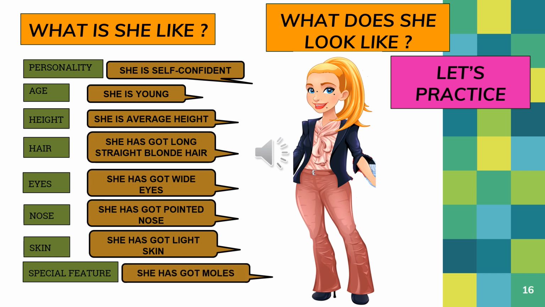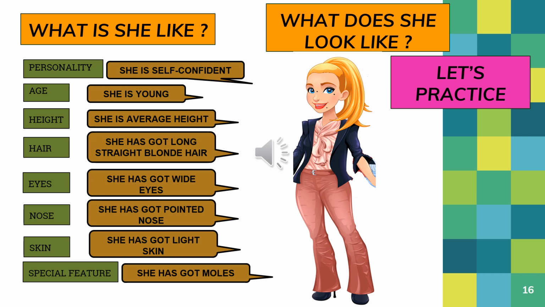So now let's practice. When you combine all the personality and the physical appearance, you will use this order. So the first, describe the personality first, next the age, hair, eyes, nose, skin and special features. So there are 8 points that you need to memorize when you want to describe someone's physical appearance.